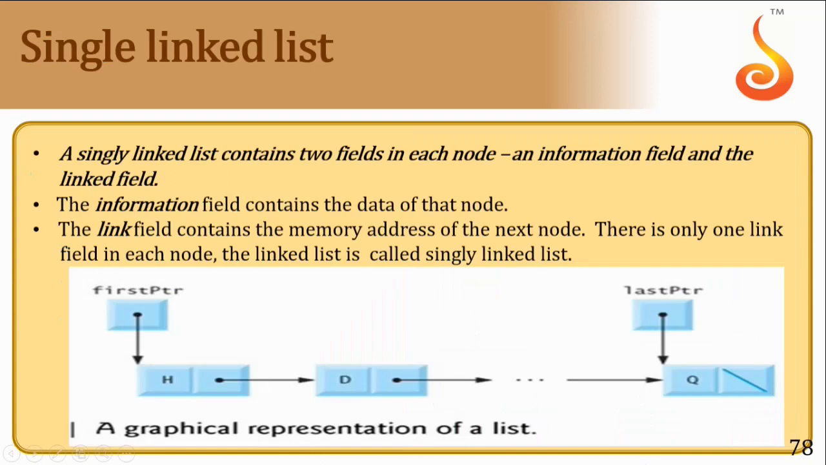How is the data stored? The data is stored in the form of nodes. Here you can see a node, and in this, one is the information part, the other is the link part. Why is it so?